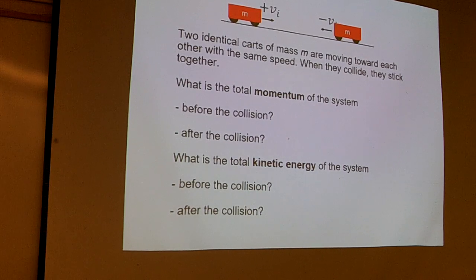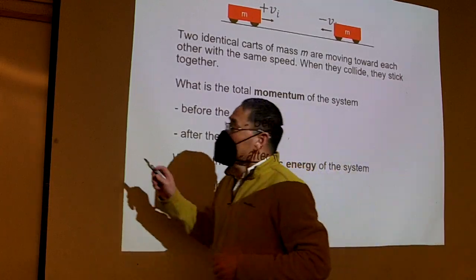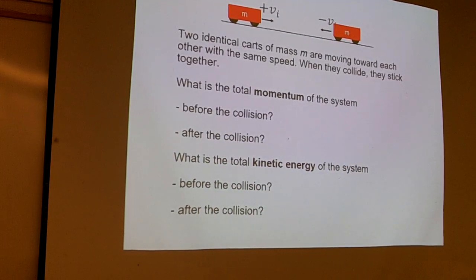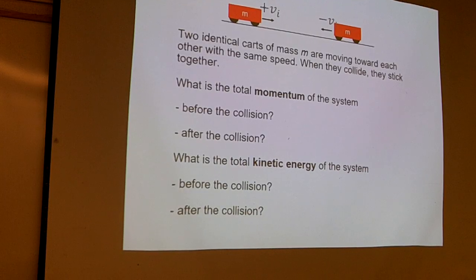Now, what about the kinetic energy? Before the collision, the total kinetic energy will be written on the board. I'm going to show you now. Before the collision, the total kinetic energy will be KE1i plus KE2i. That's the initial kinetic energy. Now we can apply the equation, which is already written over here. There's no magic. This is going to equal 1/2 mv squared plus another 1/2 mv squared. That is the initial. You add them up, it just equals mv squared.